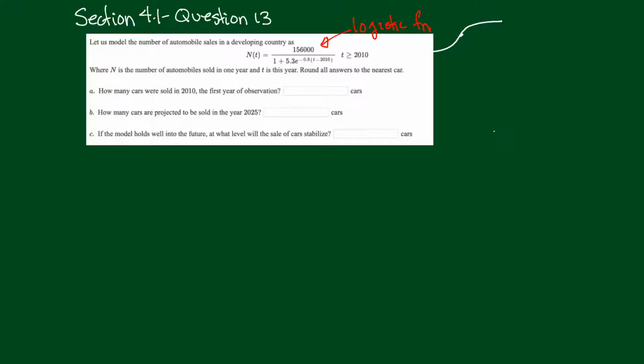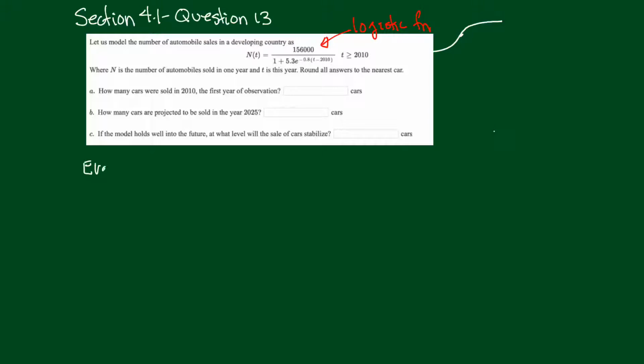Okay, so n here is the number of automobiles sold in 1 year, and t is this year. All right, so t is this year right here. Round all answers to the nearest car. So I'm going to use Wolfram Alpha for this, or your calculator if you'd like to, but what you're going to have to put in is maybe something like this.